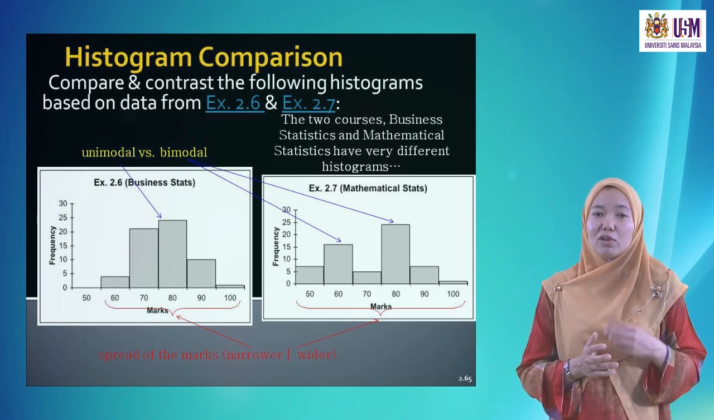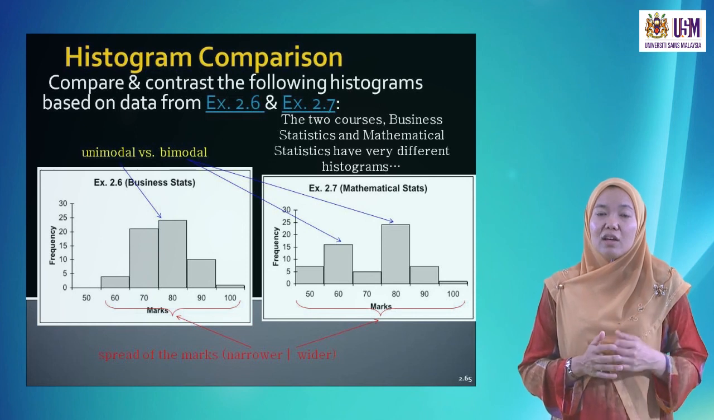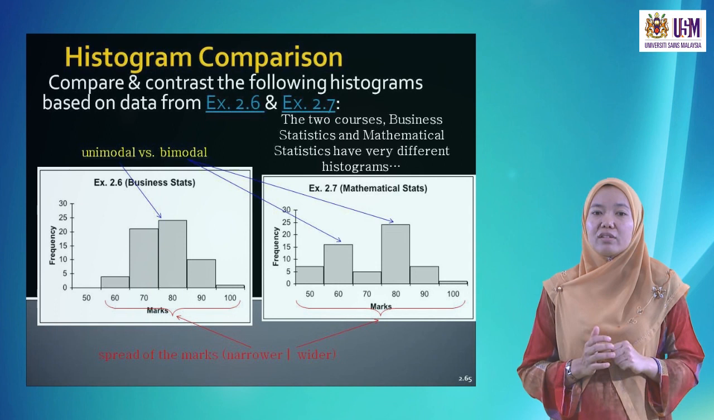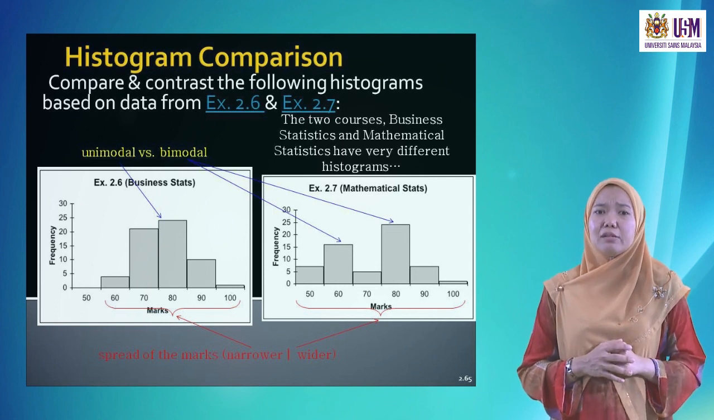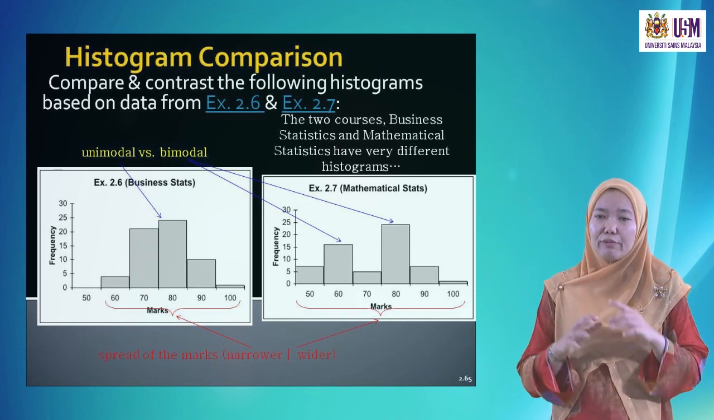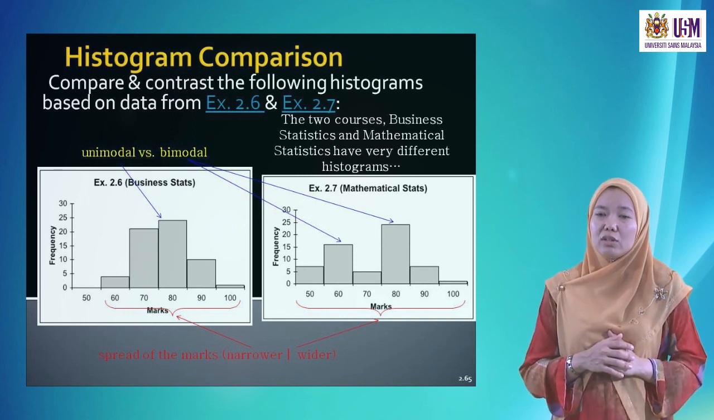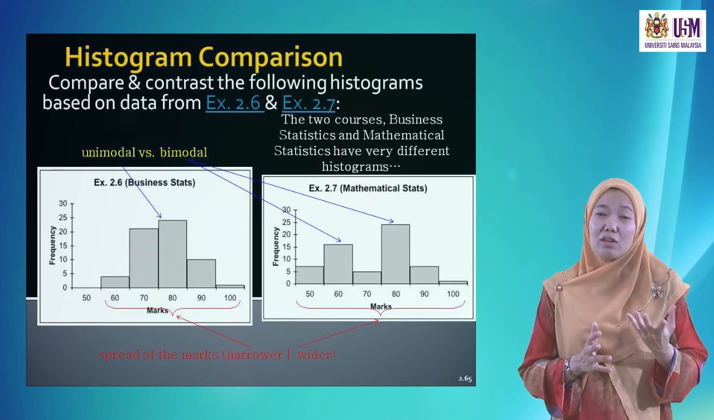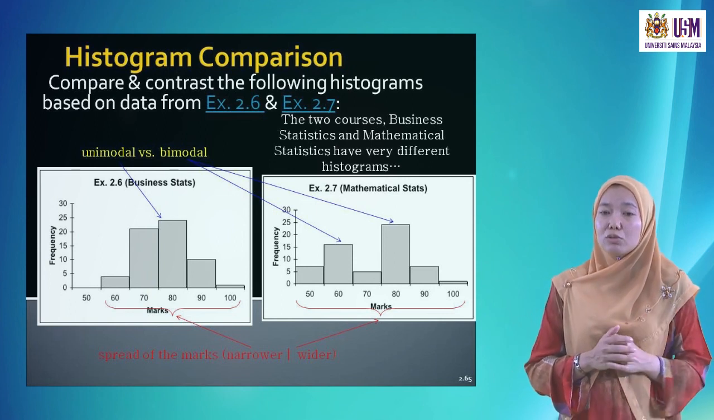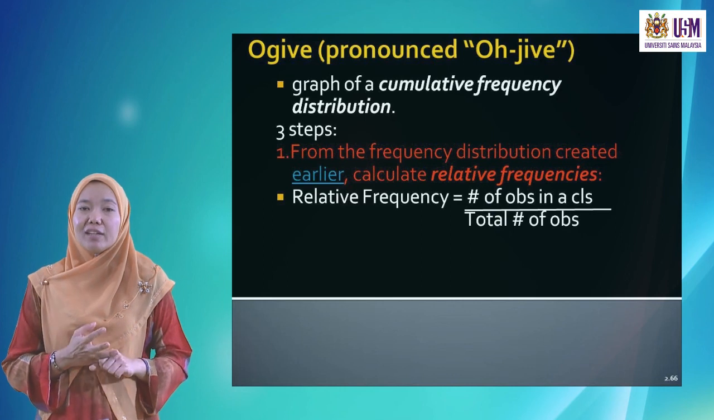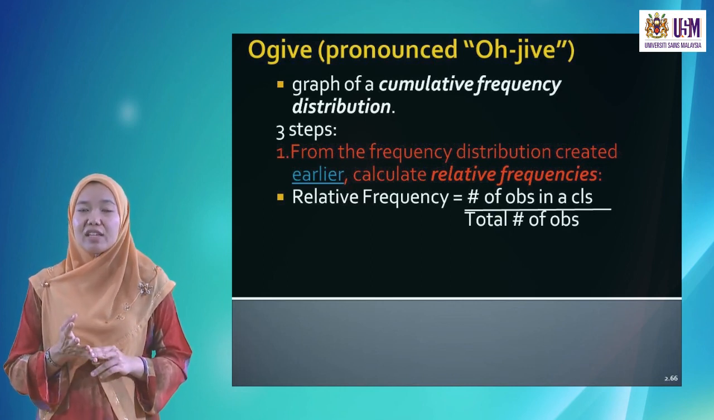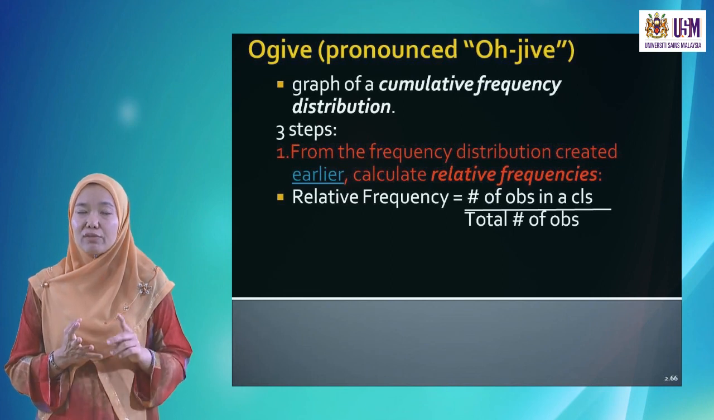If you are registering for this course, chances are on average you score about 70 to 90 marks. While if you are registering for mathematical statistics, if you look at this distribution, it can be that you score very well or it can be that you score very poorly, so you don't know.